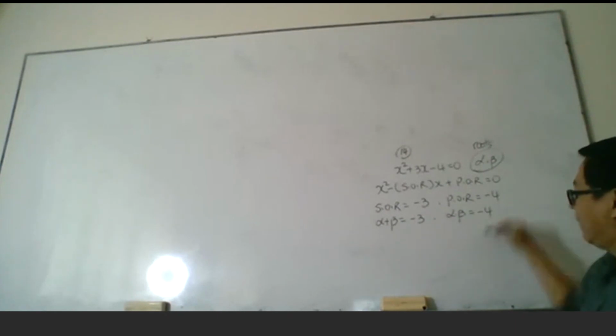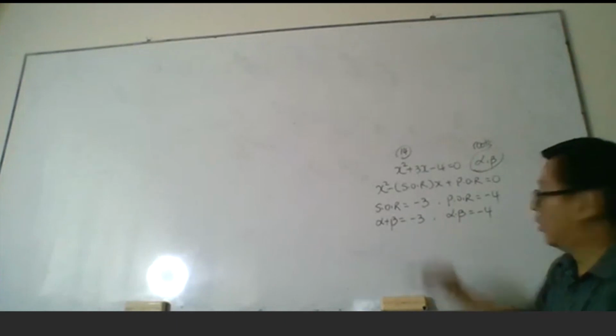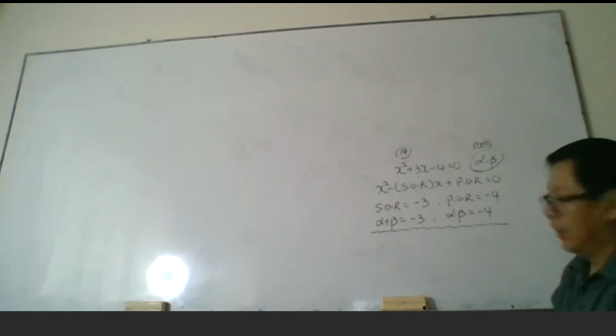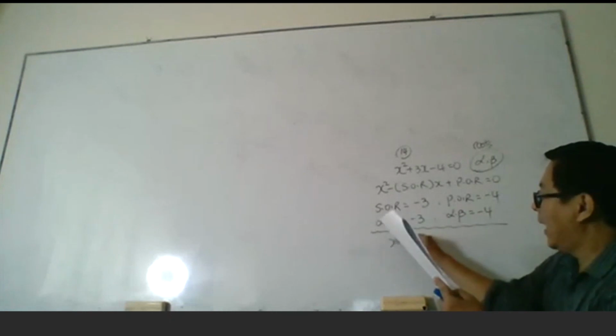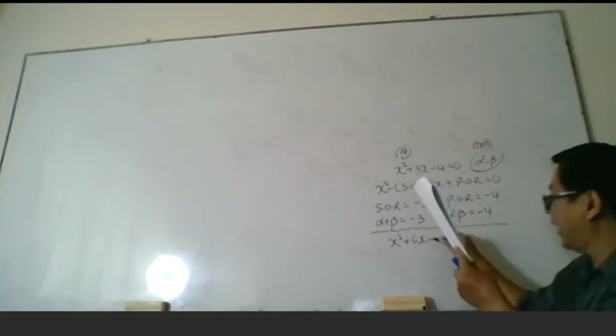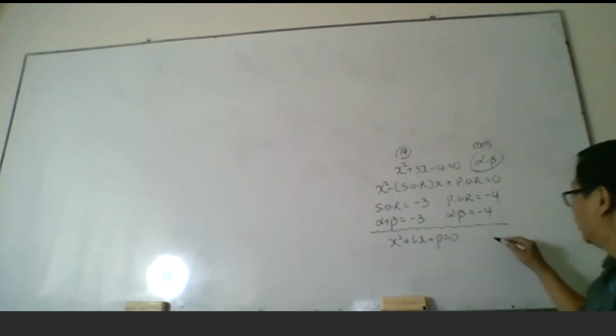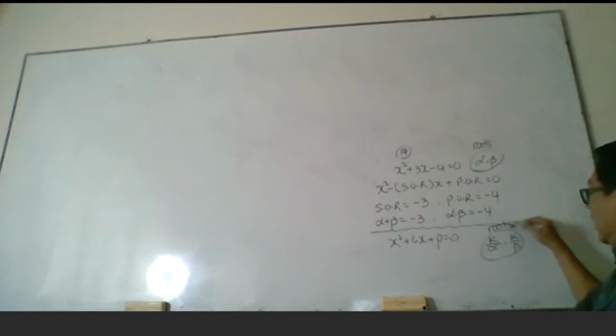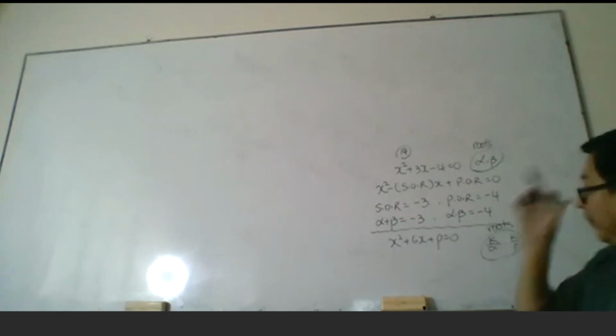Alpha times beta, you get negative 4. So this is your first part. And another question: x squared plus 6x plus p equal to 0, with roots k over alpha and k over beta. So these are the roots also.